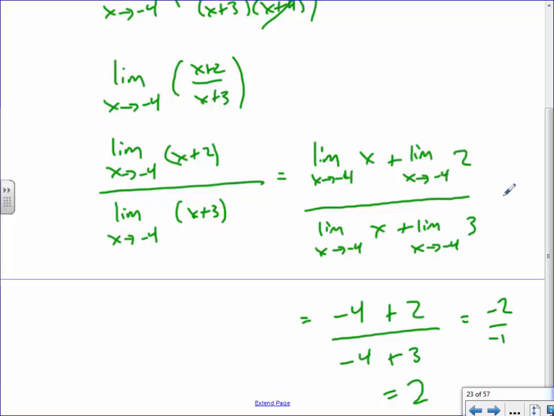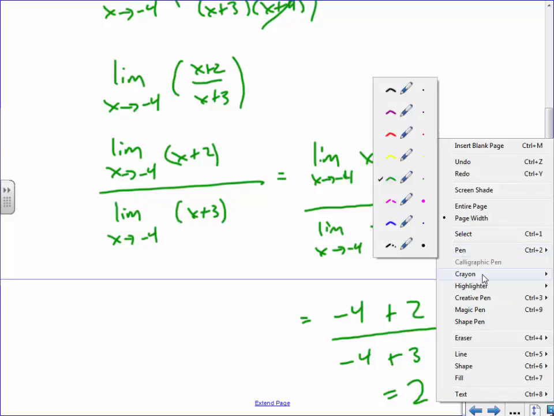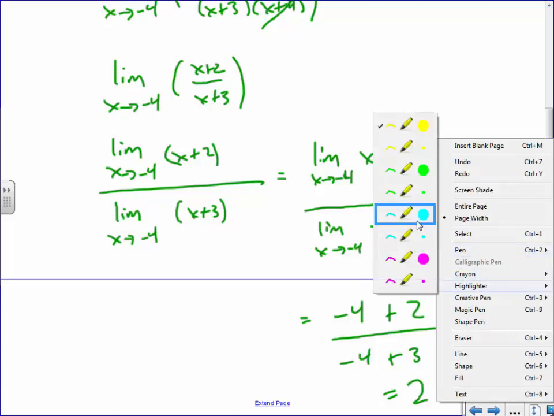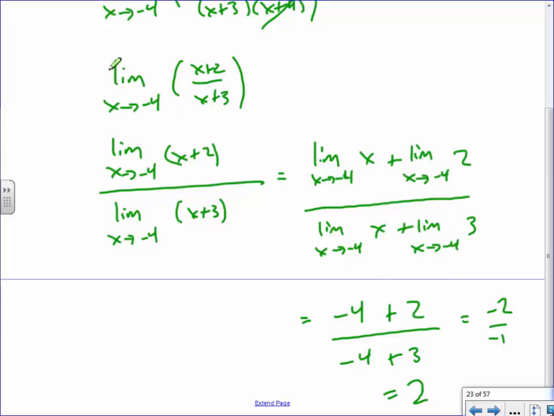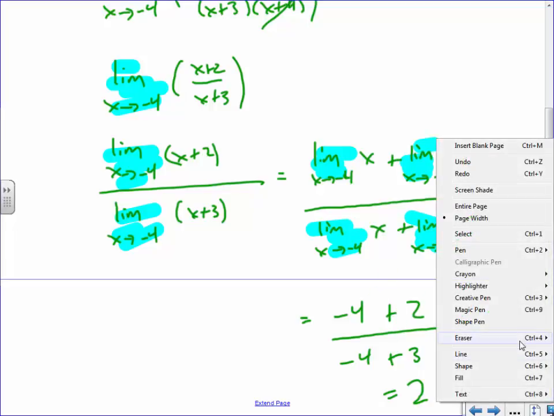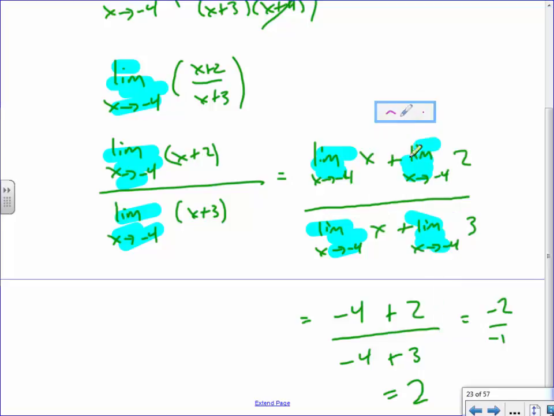Now I want to talk for a second about some of the little details that I've included, and then I'm going to show you where you can skip a few steps. The first important detail, and I am really going to harp on this when I mark your assignments, is when you need to still have limit notation, and when you're allowed to stop the limit notation right here. Once you substitute in your value of -4, once you plug that value in, you no longer need limit notation. But up until that point, you should keep writing that notation everywhere.